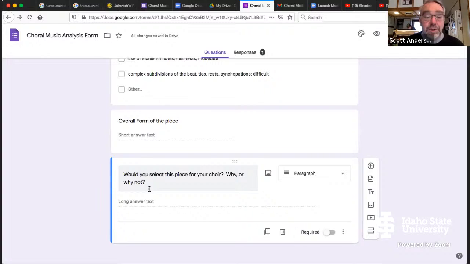So it's ironic, I have short answer text. I just gave you the long answer. Short answer would be use some letters to describe the form and then use a word like strophic, okay? And then the final answer, and I've included a long answer option there. I just don't want you to run out of space.